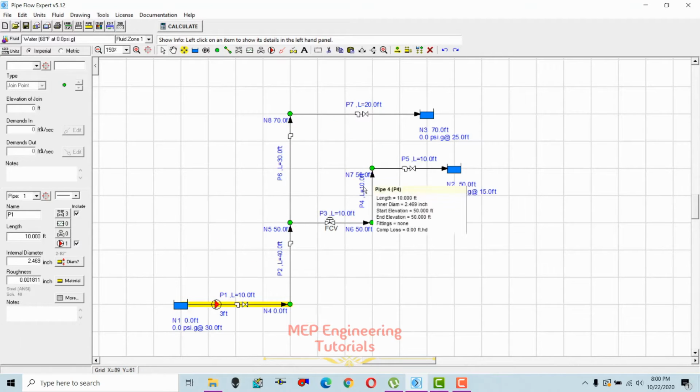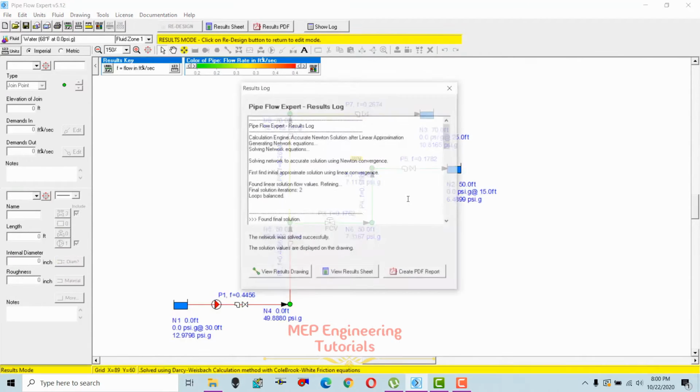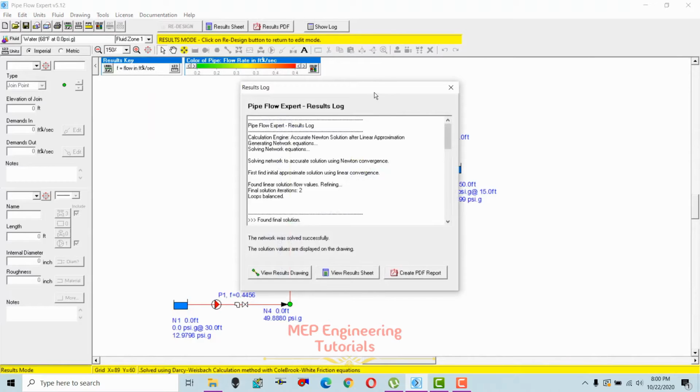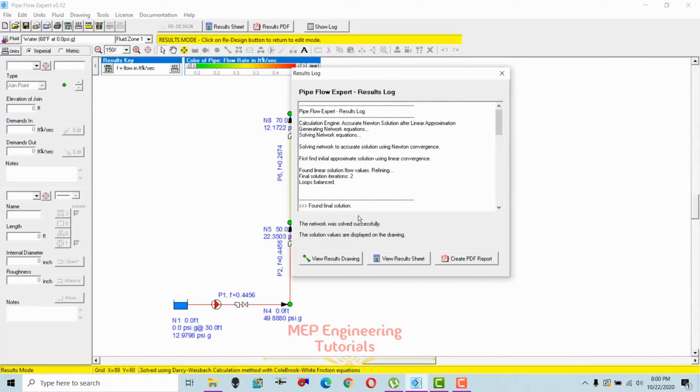So we are almost done with placing the pipes, components, everything. So what we have to do next, in order to generate the results or in order to calculate the pump head, you can see that calculate button in here. You just have to press calculate and it will generate the results. There's a dialog box will appear. You can see that the network was solved successfully and solution values are displayed on the drawing.